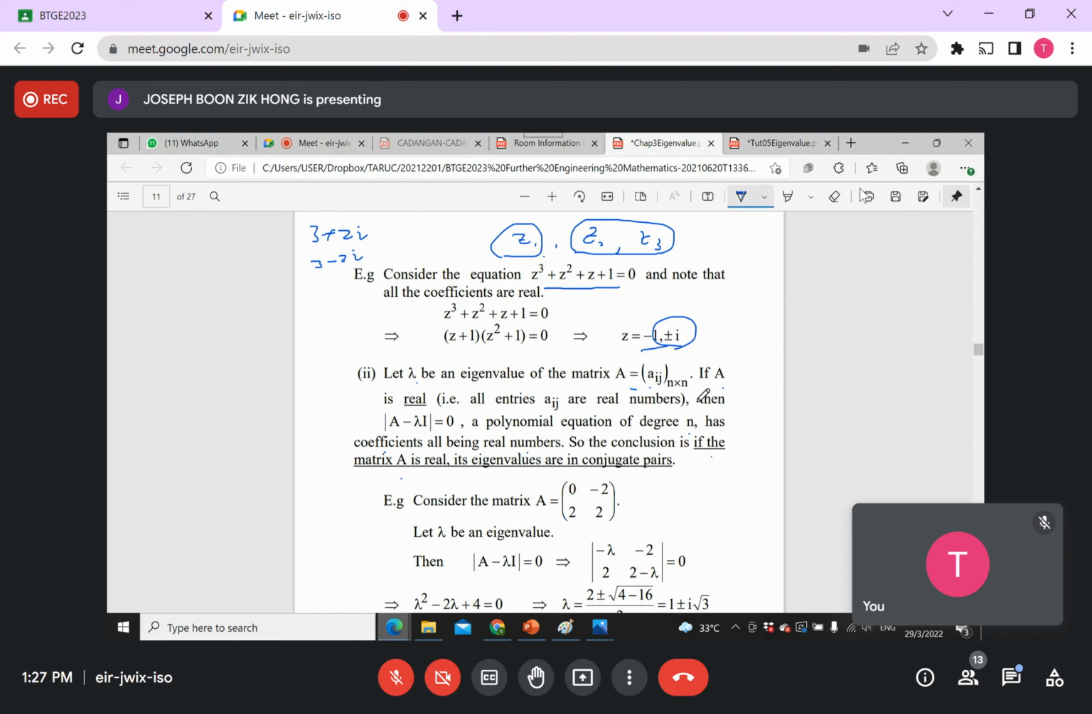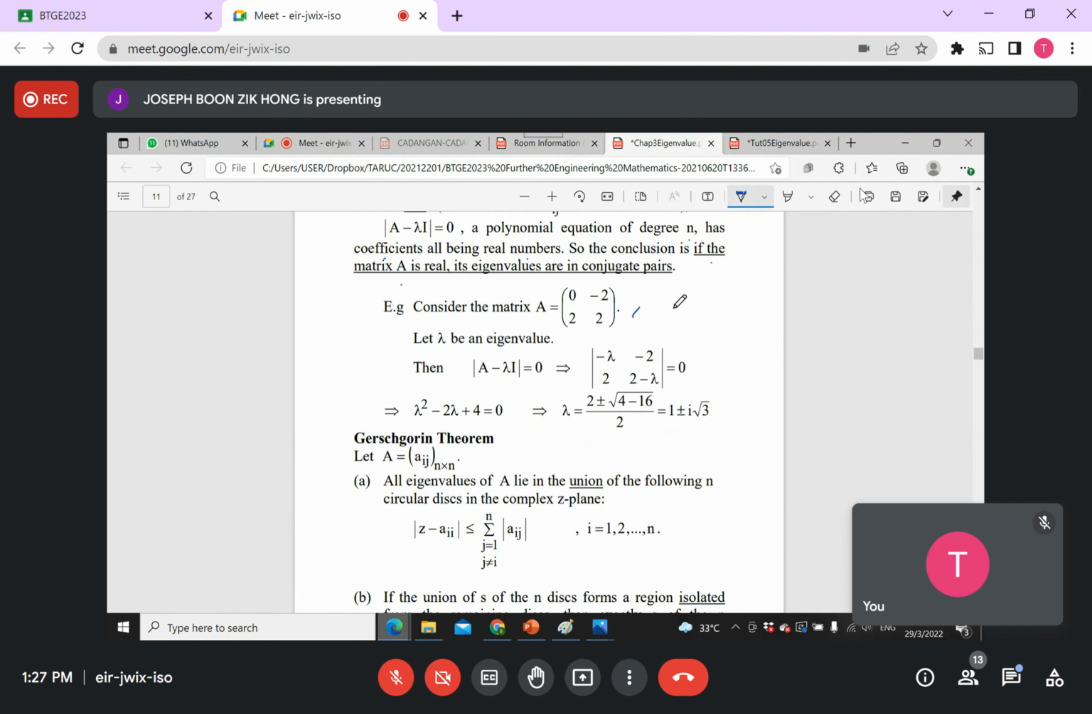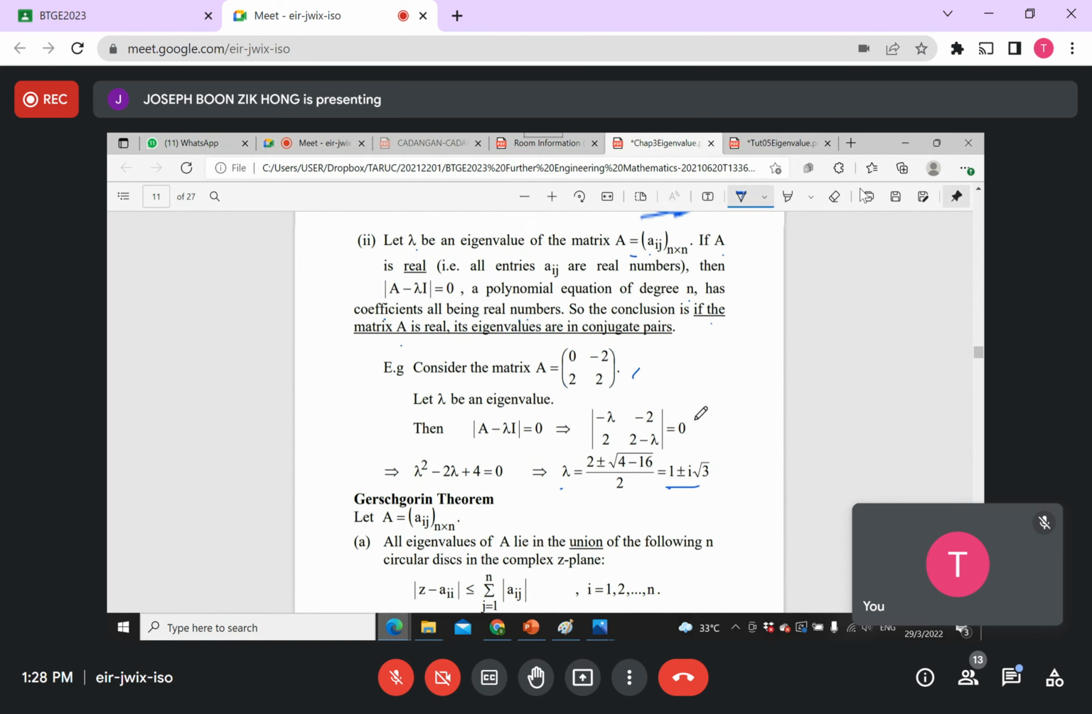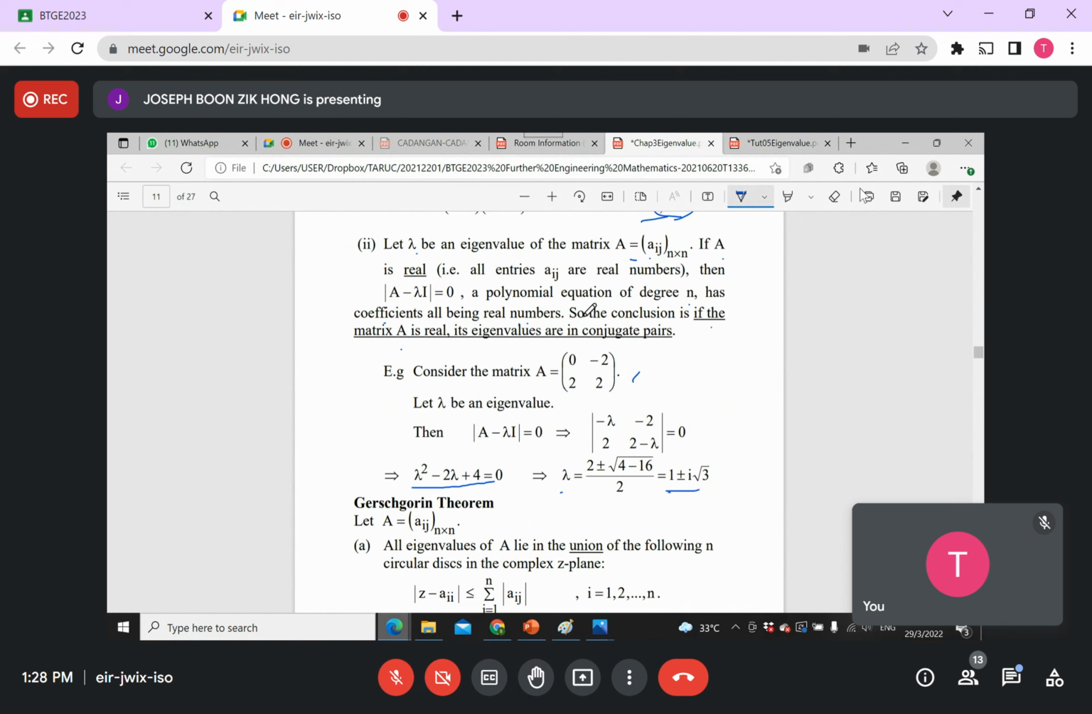Okay, so for example, this one. For this case, you will see your eigenvalues in conjugate pairs. It can be real numbers, or it can be in conjugate pairs. But after you get this, a polynomial of degree n, the eigenvalues will be in conjugate pairs. This is covered by this theorem.